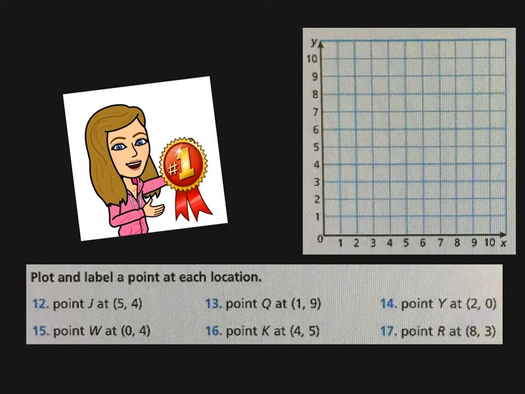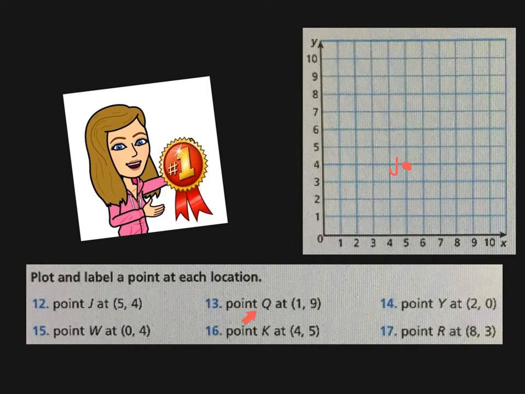Now, this time, we have to plot the points on the coordinate plane. So I'm going to put a point called J at 5, 4. So remember, you need to go in the hotel, so 5 before I can go up. So I got in the elevator, 5, up 4. All right, so I'm going to plot that point here, 5, 4, and label that with a J.